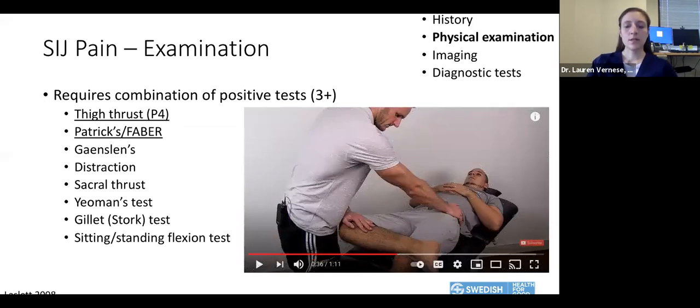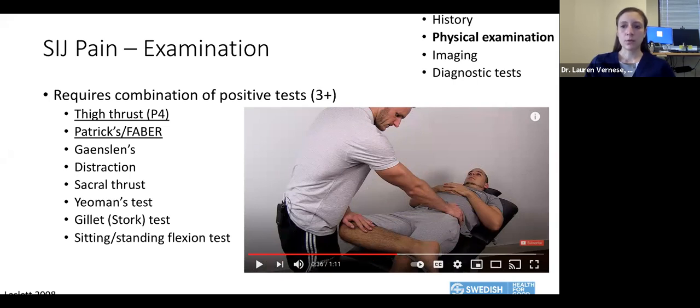Patrick's or FABER test, the patient is lying supine again. The examiner brings the hip into flexion, abduction, and external rotation while supporting the other anterior superior iliac spine to stabilize the pelvis. The examiner then pushes down on the knee on the symptomatic side, and you're looking for pain in the buttock.